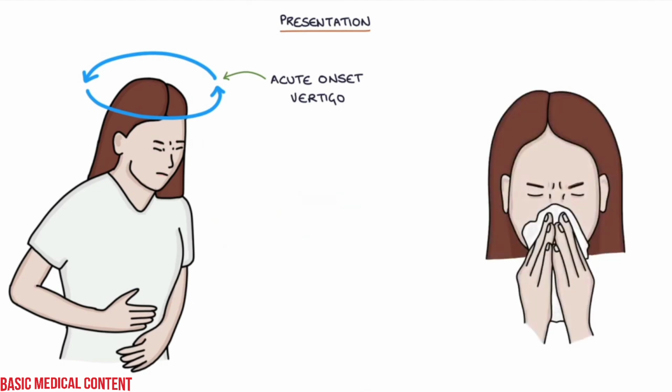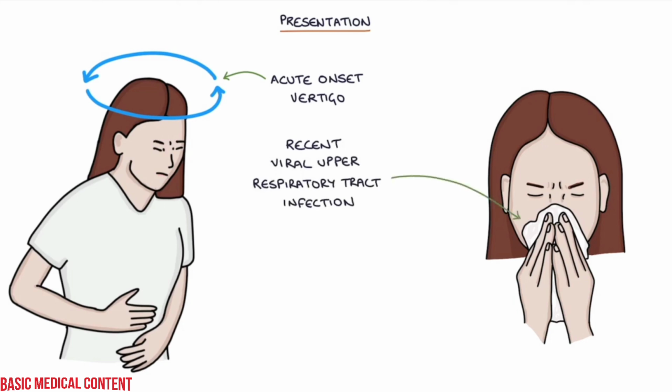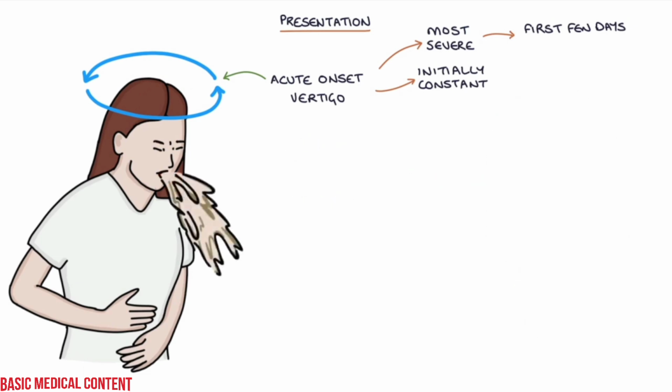In addition to vertigo, there may be a history of a recent viral upper respiratory tract infection that may have triggered the inflammation of the vestibular nerve. Symptoms are most severe for the first few days. Initially, vertigo may be constant, after which it's triggered or worsened by head movement. It's often associated with nausea and vomiting, which may be severe, and balance problems.